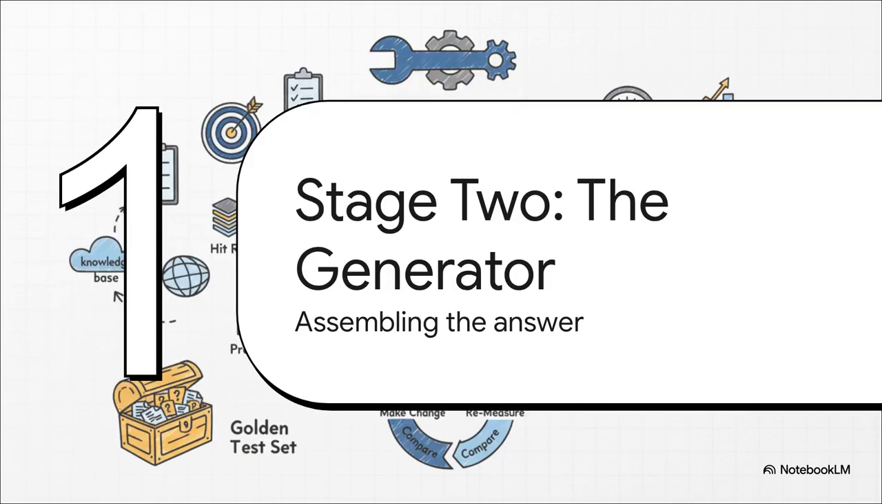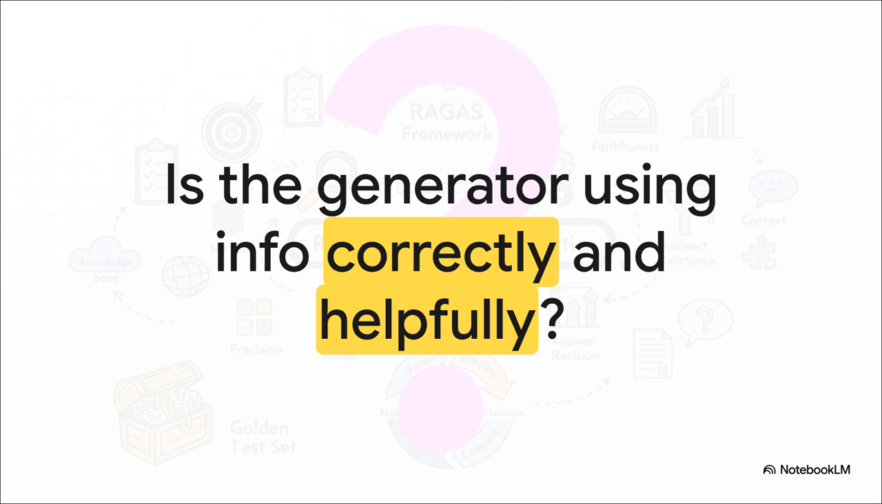Okay, so our retriever has grabbed the parts. They're on the conveyor belt. Now the assembly line moves to stage 2, the generator. Its job is to take those documents we just found and skillfully assemble them into a final answer that's coherent, correct, and actually helpful. And see, the key question here is totally different. We're not asking, did we find the info anymore?